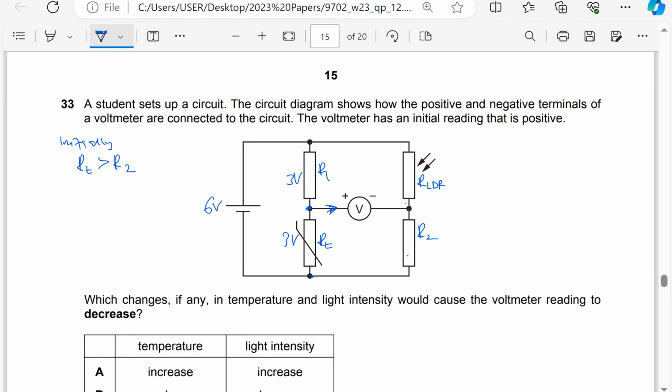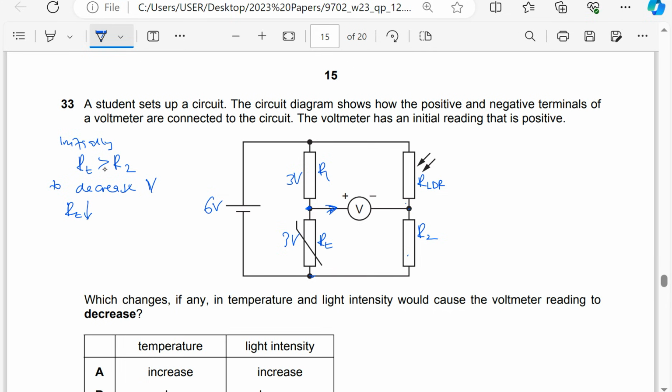And which changes, if any, in temperature and light intensity would cause the voltmeter reading to decrease? So if you want the voltmeter reading to decrease, since RT was initially greater than R2, first of all, we must reduce RT. RT should be decreased. So to decrease V, RT should first of all be decreased. Make the positive side smaller. The one which is at higher potential should be made smaller. And how do I make RT smaller?